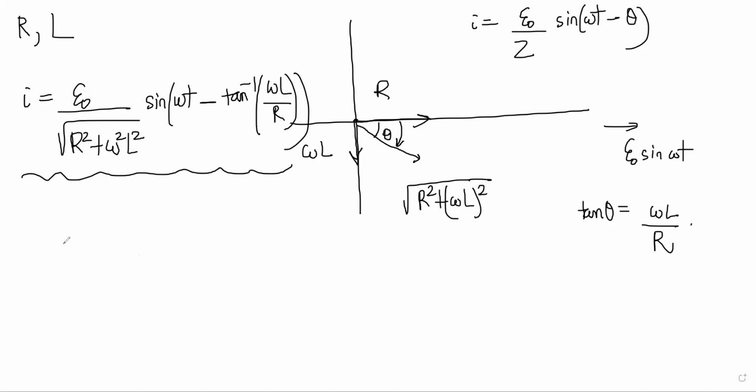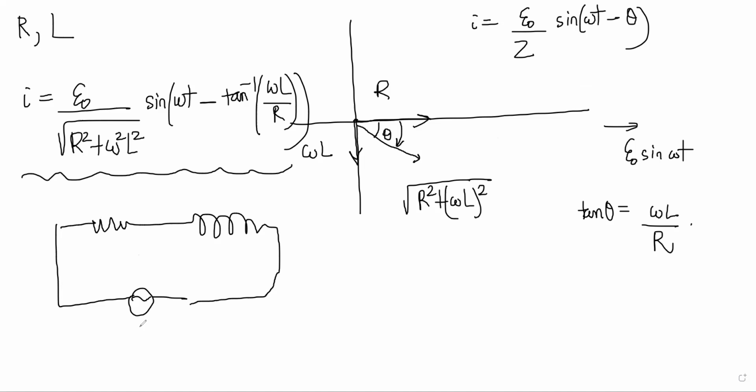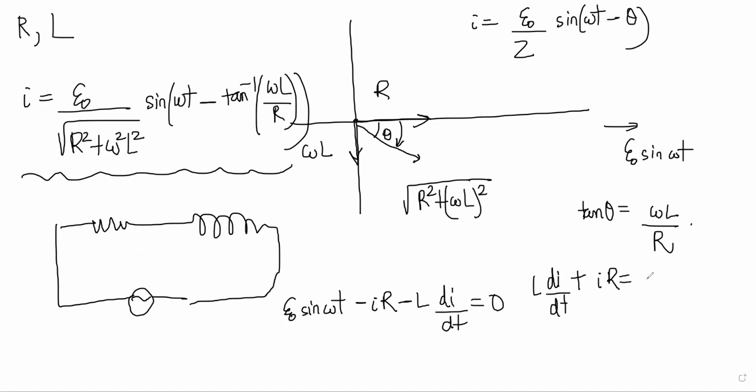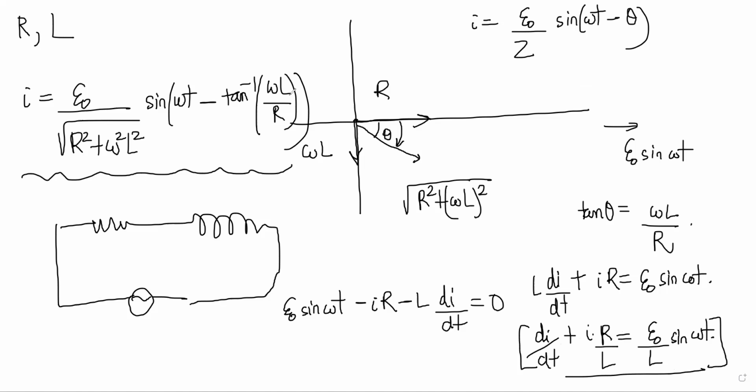We can actually derive it also by doing the proper integration. So we have this situation and we have to do the integration. It is E naught sine omega t minus IR minus L di by dt is equal to zero. You can do the same steps again. L di by dt plus IR is equal to E naught sine omega t. So di by dt plus IR by L is equal to E naught by L sine omega t. This equation is now in the form where we used the integrating factor: e power integral of f of x, which is e power integral of R by L dt in this case.